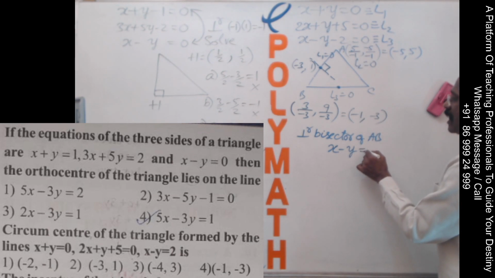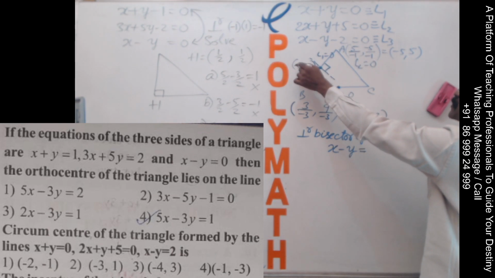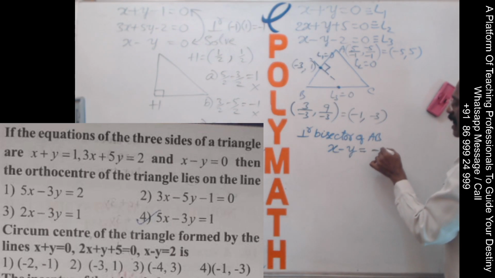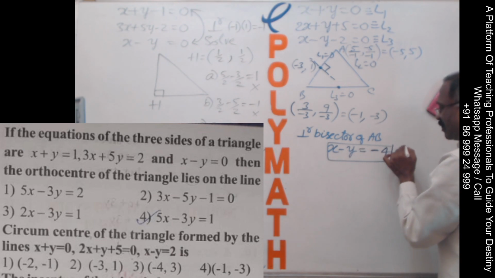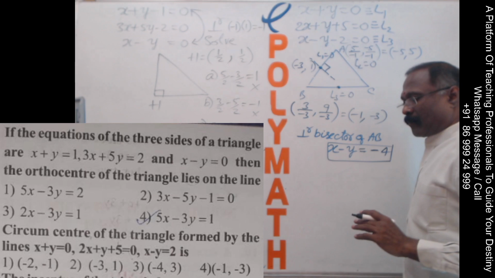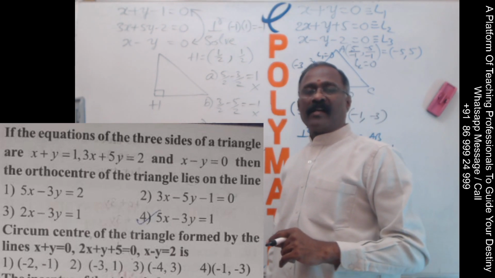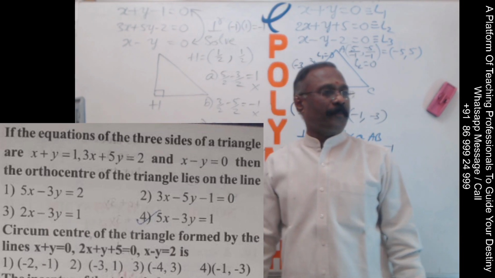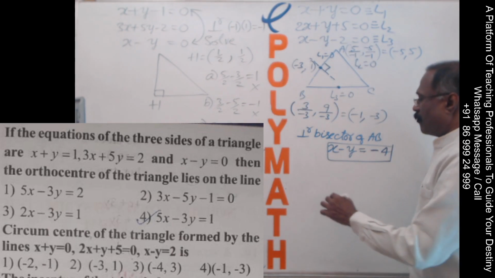So x minus y is equal to, it passes through this point because it's a perpendicular bisector. Minus 3 minus 1 minus 4. This is one perpendicular bisector. After this, you have to find out the second perpendicular bisector. But I'm not going for that. I'm just verifying the options. First option, please. Verify.